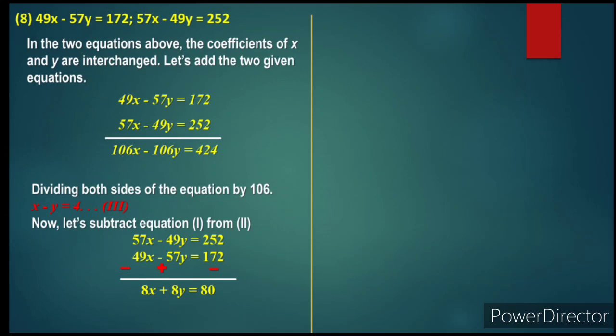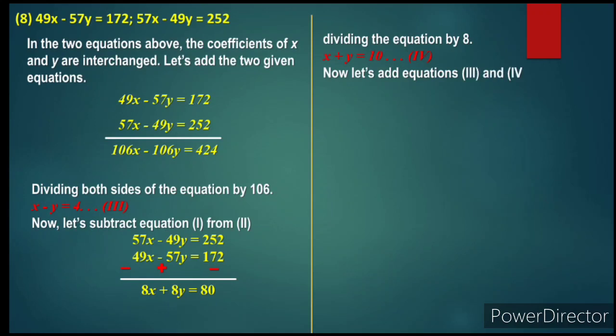As the sign of the greater number is plus, in the middle plus will come. 8 is common, so we'll divide by 8 on both sides of the equation. So we will get x plus y equals 10. So we will mark it as the fourth one. Again you will see in the third and fourth one, y in the third equation is minus and in the fourth one it is plus. So we'll add equation number fourth and third.